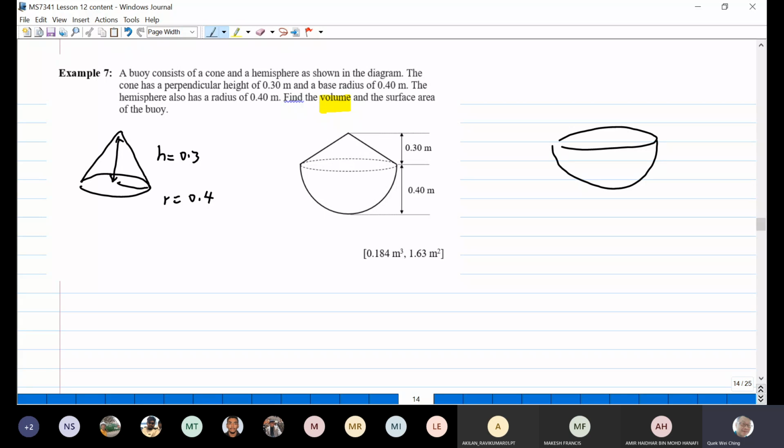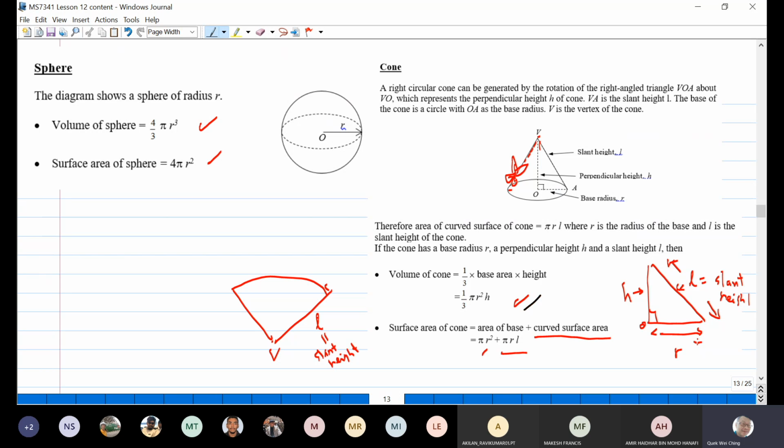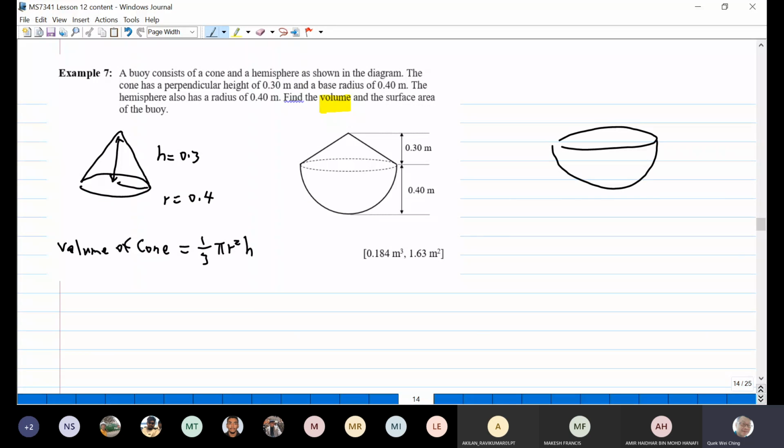So the volume of the cone, we know, is 1/3, something maybe new to you, 1/3 pi r squared times the height. The volume of a cone is 1/3 pi r squared times height. You can see from the formula, 1/3 pi r squared h, and that will be 1/3 pi, r is 0.4, h is 0.3.